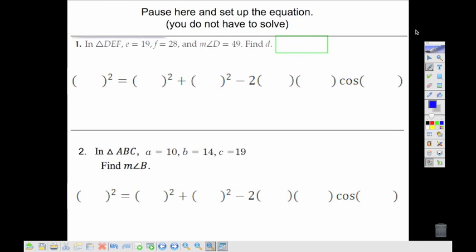Now for this part, I want you to pause your recorder and try to set them up. Just plug the numbers into the equation. You don't have to solve it. You might want to draw the triangles first to see what you have.